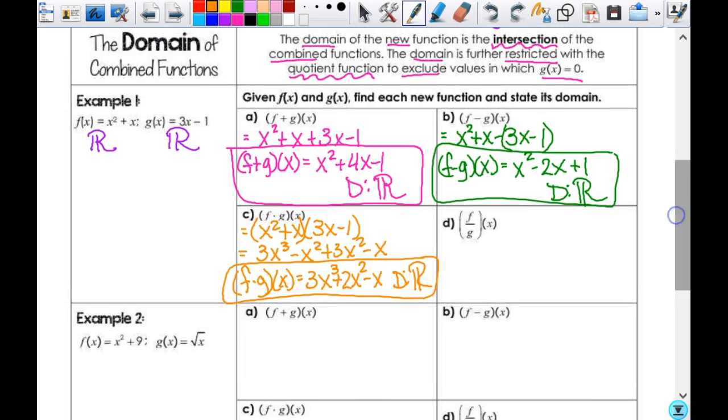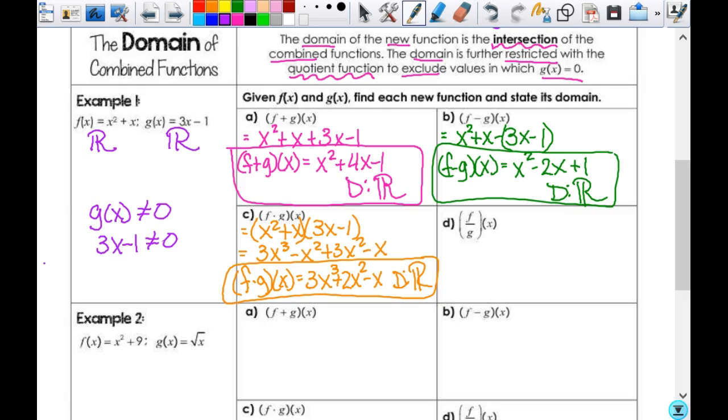So if I go back up here and read what this says, it says the domain of the new function is the intersection of the combined functions, so we're good on all those. Then it says the domain is further restricted with the quotient function to exclude the values in which g of x is equal to 0. You have to figure that out beforehand, because is it possible when I substitute things in that things could cancel out? Yes, and if I don't look at the domain before that, I might miss something that I don't get to actually use. So before I even do that, I know for the quotient that g of x cannot equal 0. So that means that 3x minus 1 cannot equal 0.